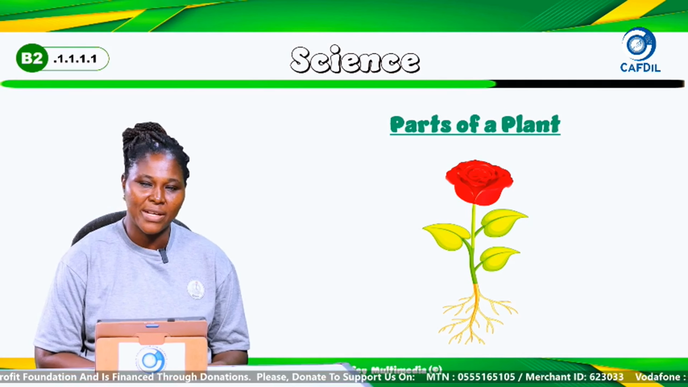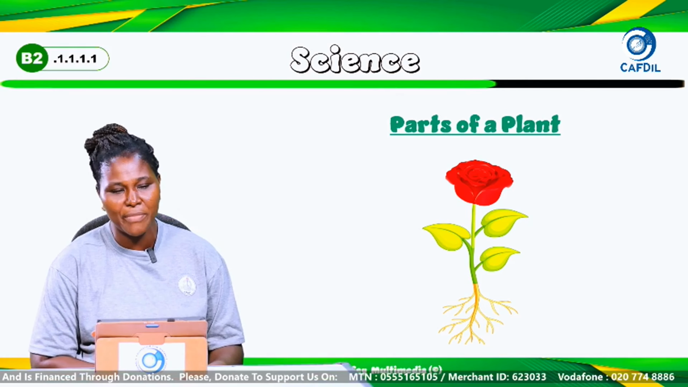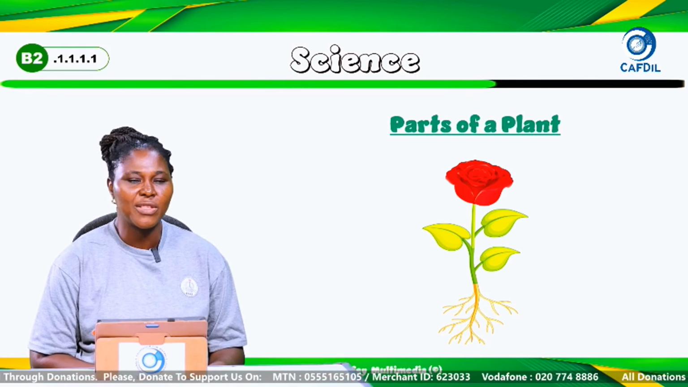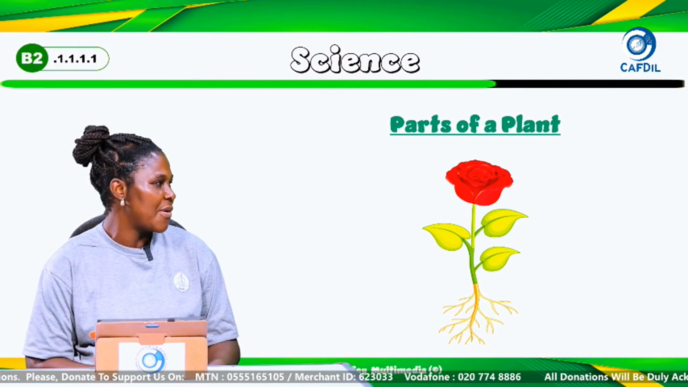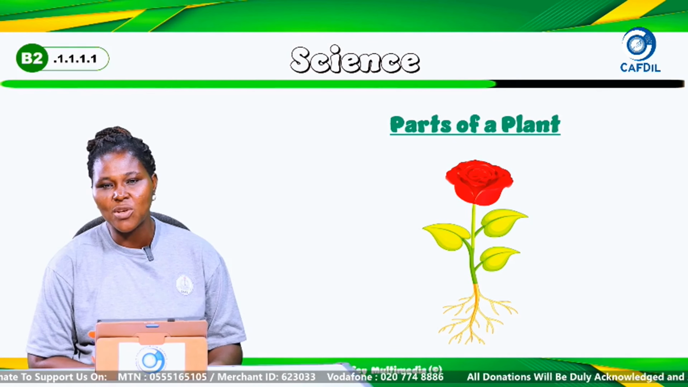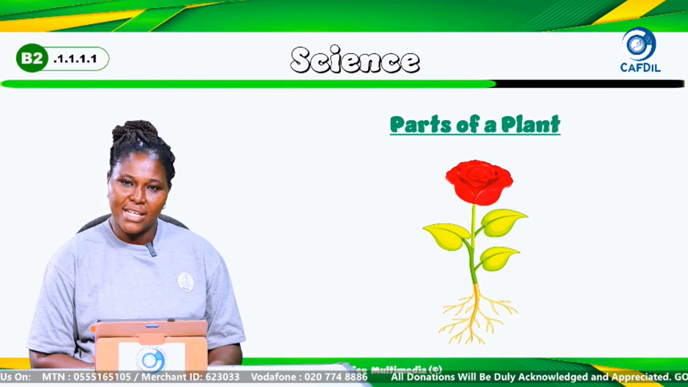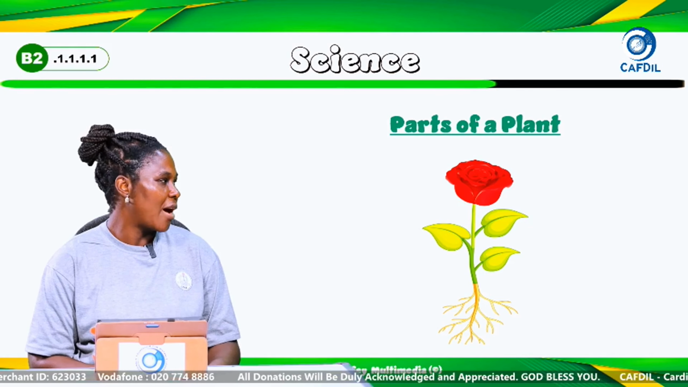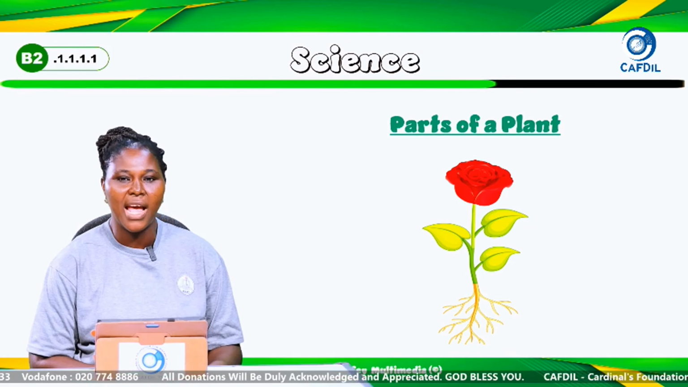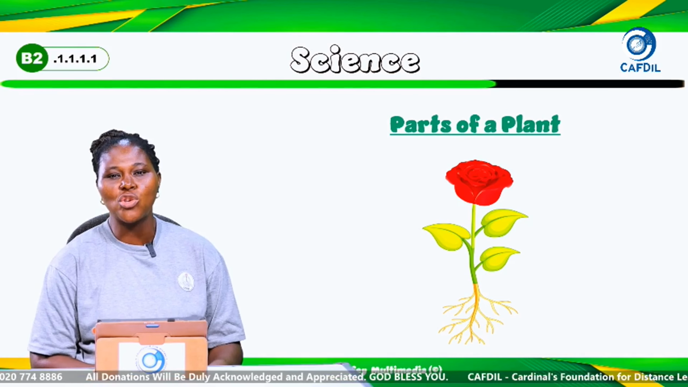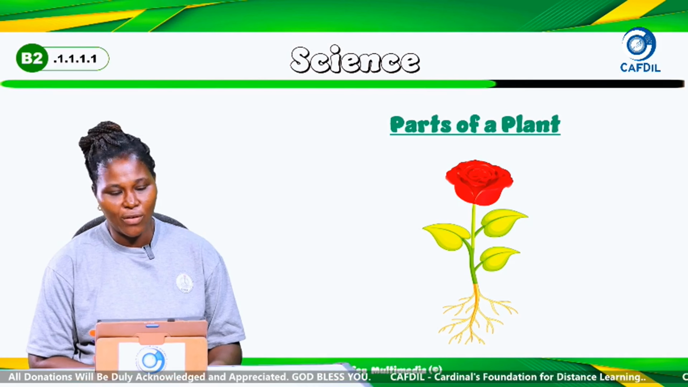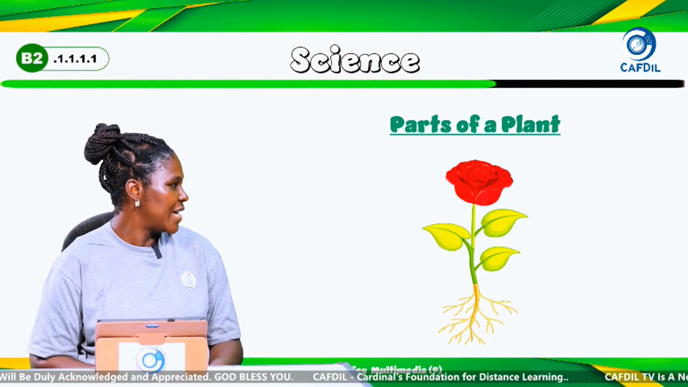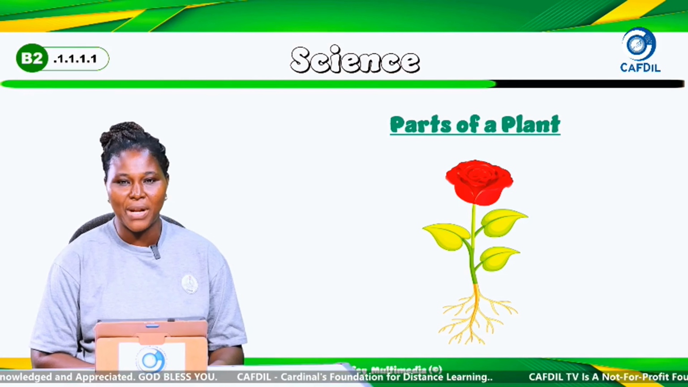Parts of a plant. Now we have different types of human beings. The same thing, we have different types of plants. Now for human beings, we have parts of our body. The same thing applies to plants. They also have parts of their bodies. So let's look at the parts of a plant.